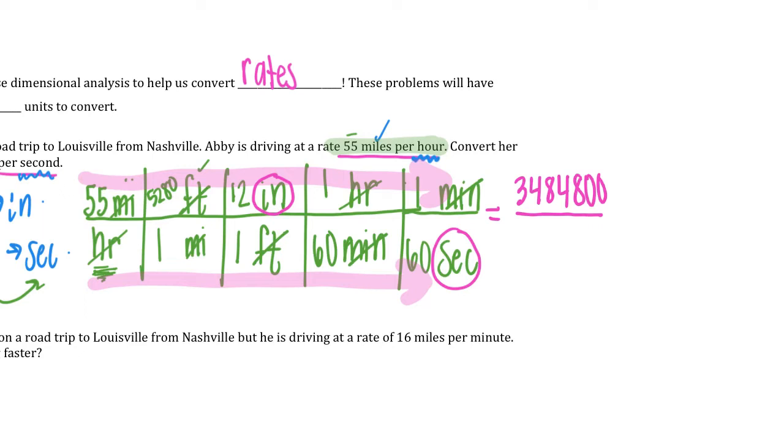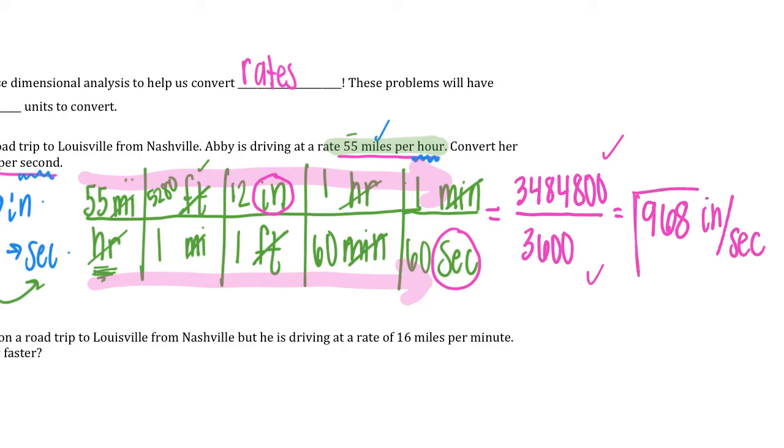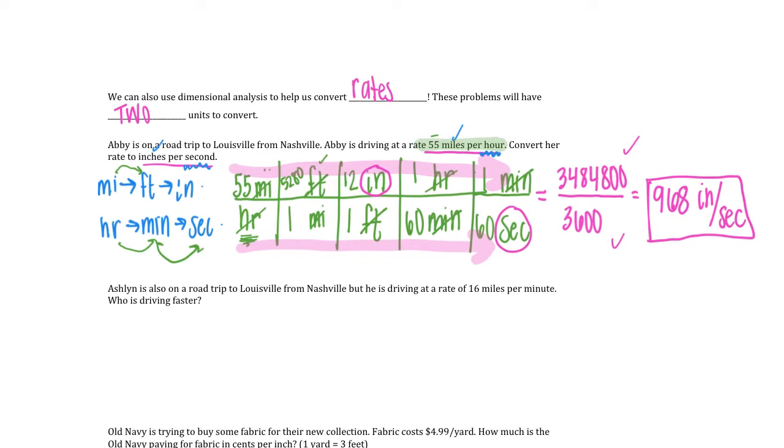In the denominator, we have 1 times 60 times 60. In your final step, you would divide these two values, and you get 968 inches per second. Box your final answer. So rates work in the same way, except you have 2 units to convert. Make sure that you're being very careful about where you place things in the numerator and the denominator so that they cancel with one another.